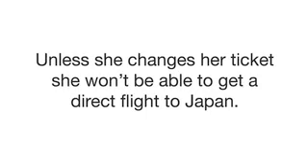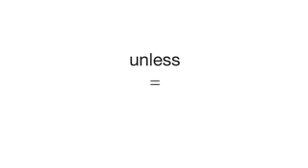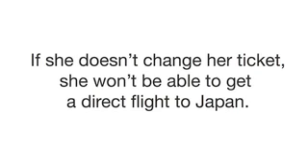Unless she changes her ticket before her departure, she'll go to Rome and she won't be able to get a direct flight to Japan. Unless means the same as if, not. This is the same as saying, if she doesn't change her ticket, she won't be able to get a direct flight to Japan. So Anna has to go to the airport to pay the $100 for the new ticket. Why is it important for her to leave quickly?